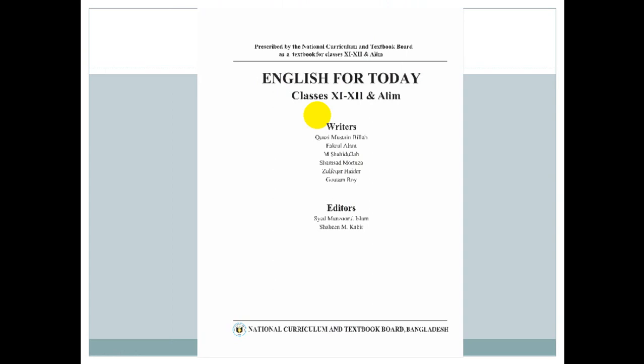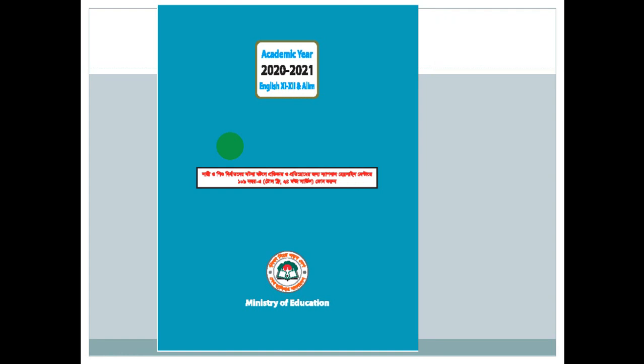And this book has been recommended by the National Curriculum and Textbook Board. So that is the last page or last cover page of the book.